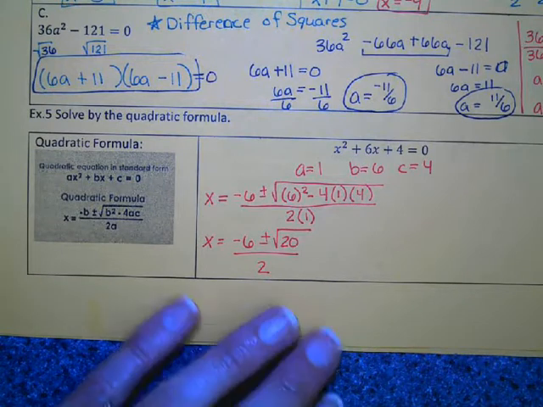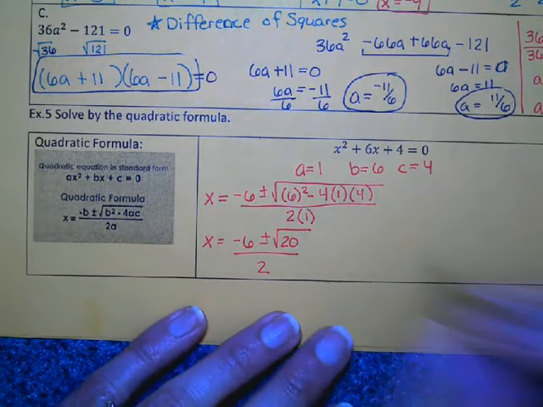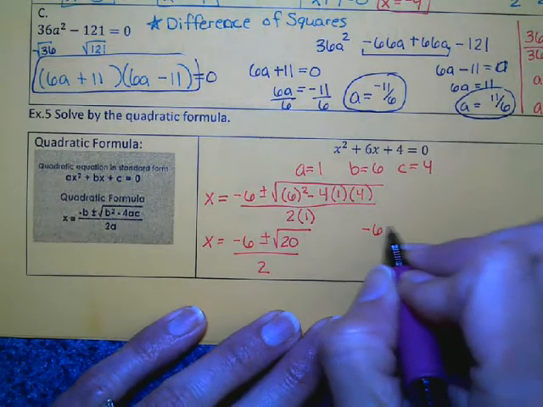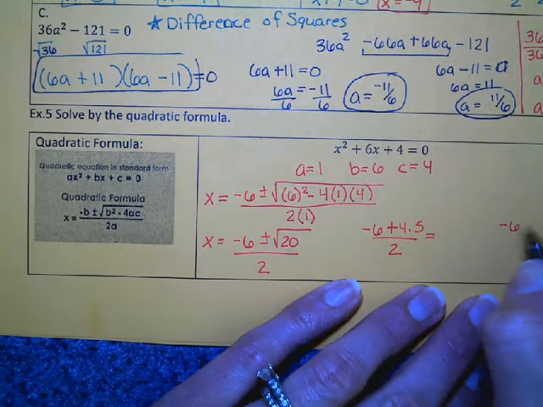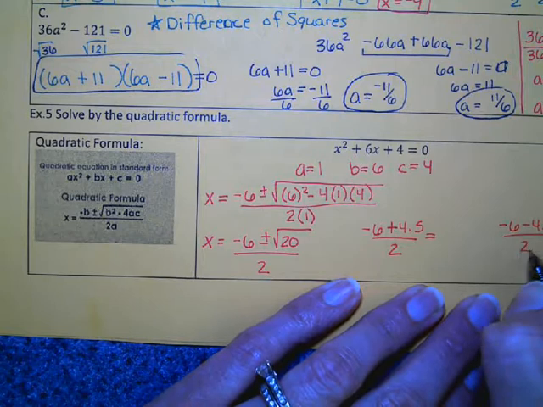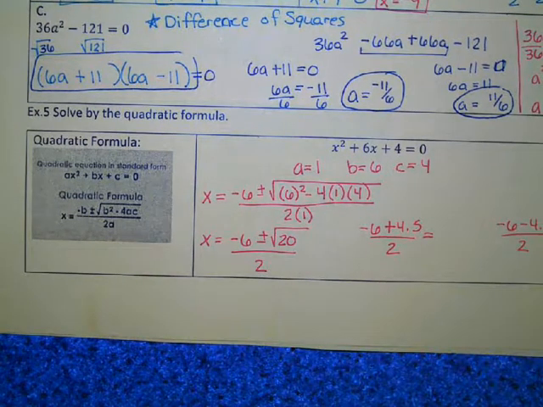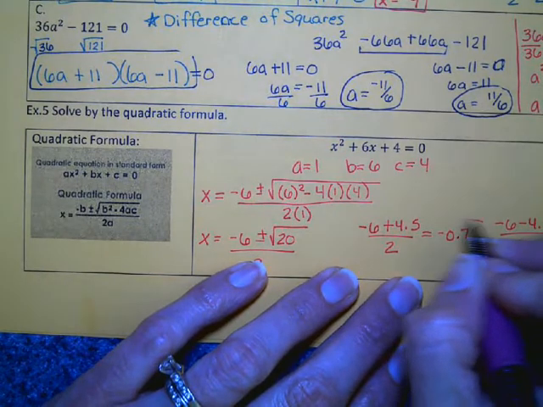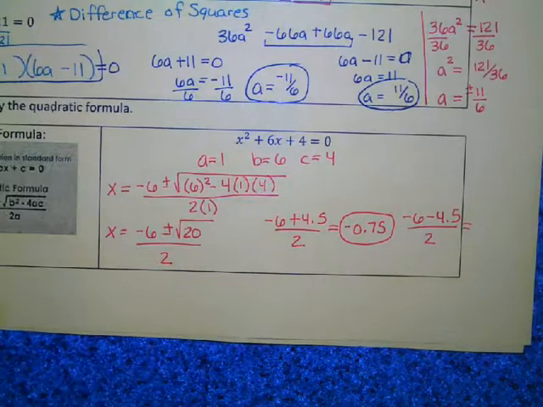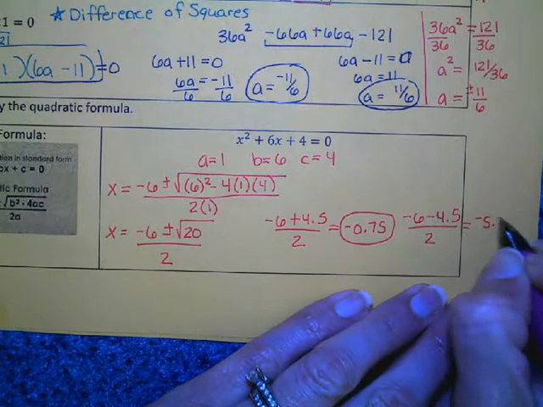So this is one way you might see this. Negative 6 plus 4.5 divided by 2. And negative 6 minus 4.5 divided by 2. One answer is negative 0.75. These are our x-intercepts. As you can see, they would be not really fun to graph. We use the quadratic formula when you can't factor something, so that's why you get these kind of weird answers. So if you can't factor something, the quadratic formula is a good thing to go by.